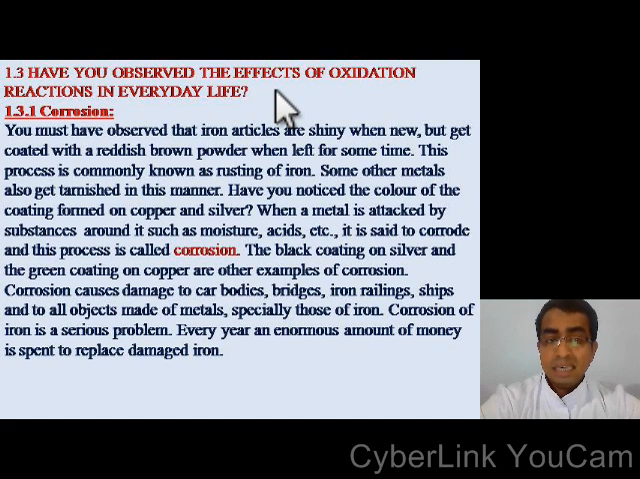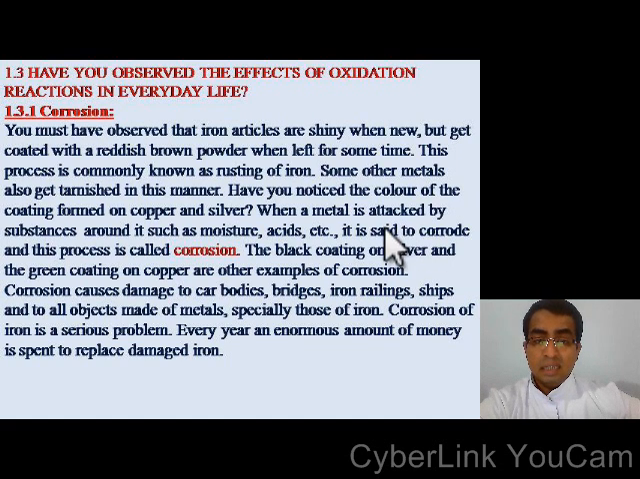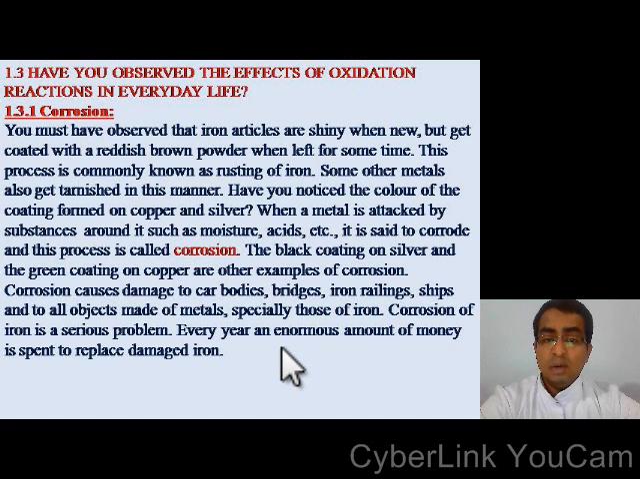When a metal is attacked by substances around it, such as moisture, acids, etc., it is said to corrode, and this process is called corrosion. The black coating on silver and the green coating on copper are other examples of corrosion.